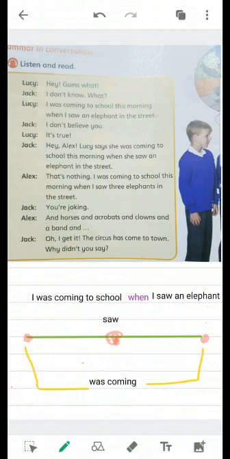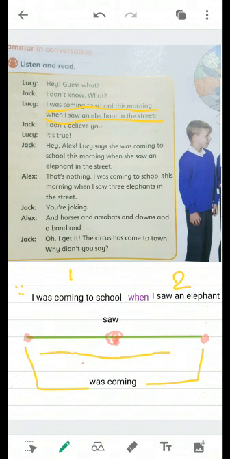we have this conversation and I need the line that Lucy said. I was coming to school this morning when I saw an elephant in the street. Again, I was coming to school when I saw an elephant. I need these two sentences. The first one is I was coming to school. The second one is I saw an elephant. Look at this diagram.